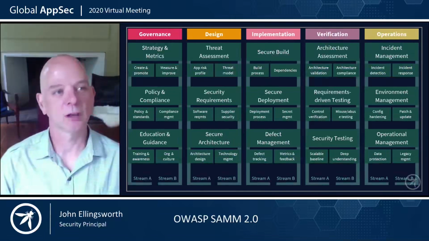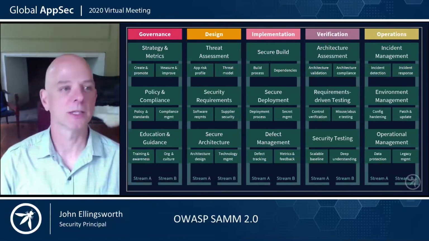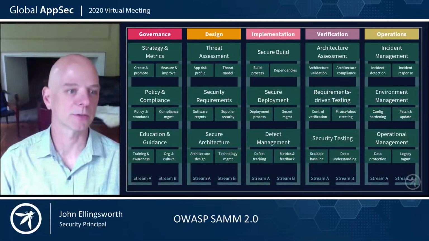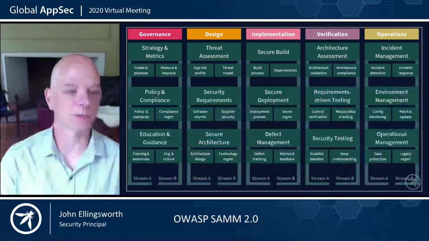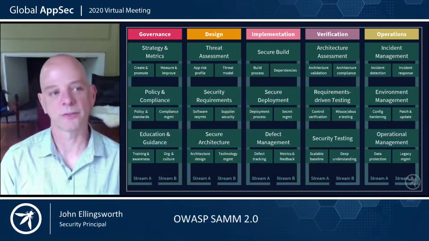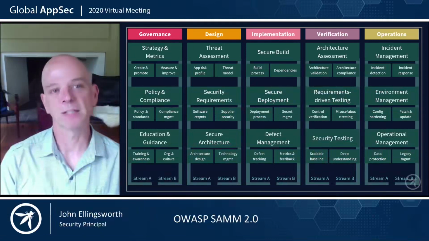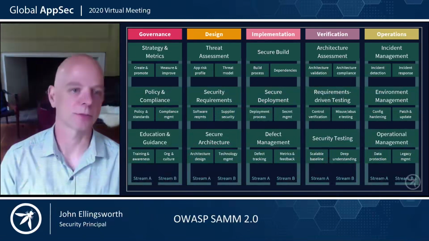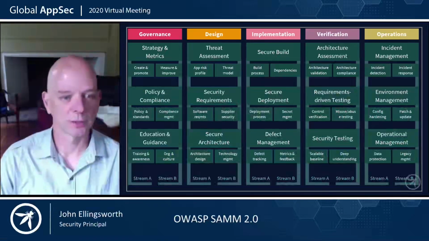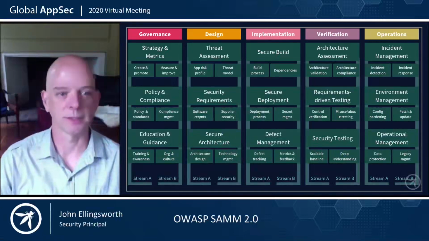So within the governance function, we have the streams on the left of create and promote under strategy and metrics, policy and standards under policy and compliance in stream A, and training and awareness in stream A. So we can see that in an organization, there might be a desire to focus upon a given stream within any of the business functions and practices within those functions. In design, we have under threat assessment, app risk profile, software requirements, architecture design.